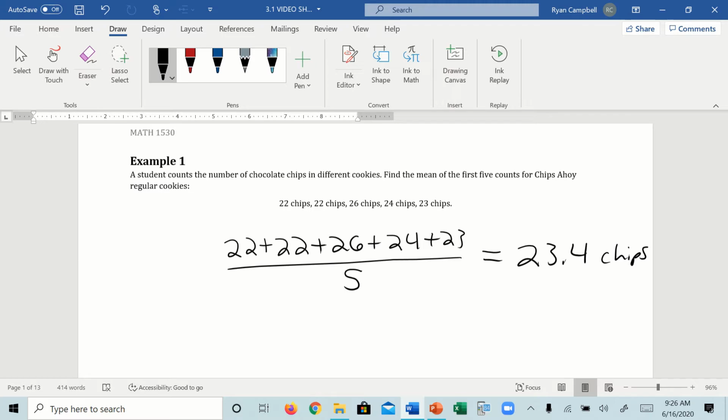Now the question is, is this going to be a population mean, mu, or is it going to be x bar? Is this all of the cookies, or is this some of the cookies? If you notice, it says the mean of the first 5 counts. So if it's the first 5, that means there would arguably be more after that. So this would just be a sample. So this would be x bar. So x bar is 23.4 chocolate chips.